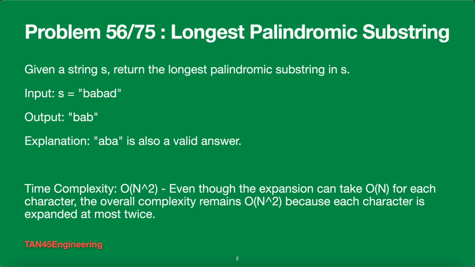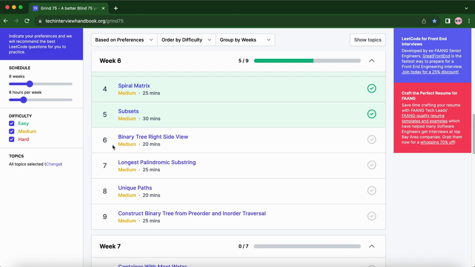So today's problem is on finding the longest palindromic substring from a given string. As an example, we have the input string BABAD and the output is BAB. That's the longest palindromic substring. We could also have given the output as ABA. So let's jump into the problem statement, understand it and start solving.